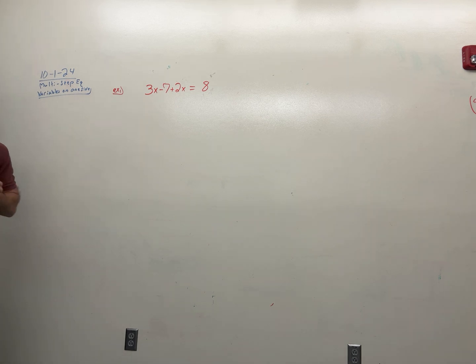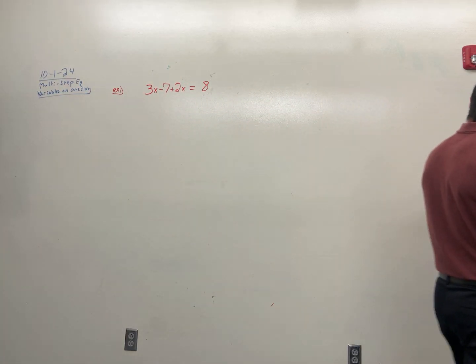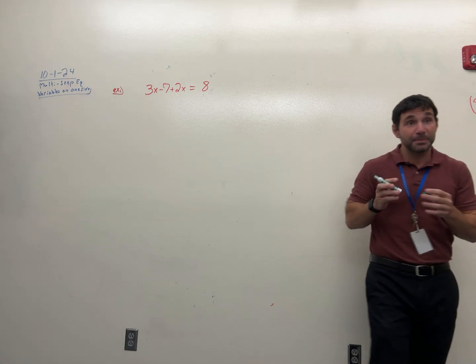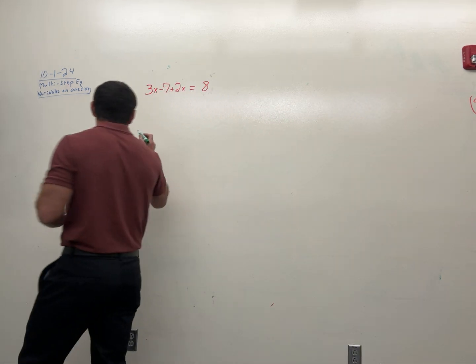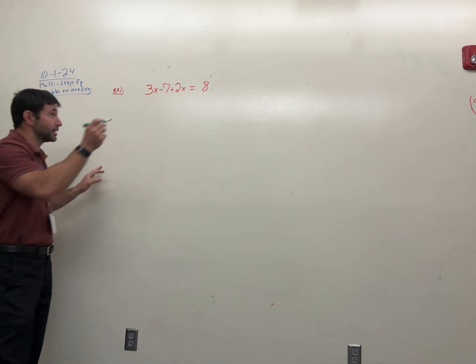Okay? Step number 1 on your sheet says, find the balance point. Now it's becoming important that we find the balance point. So the balance point's always where? At the equal sign.